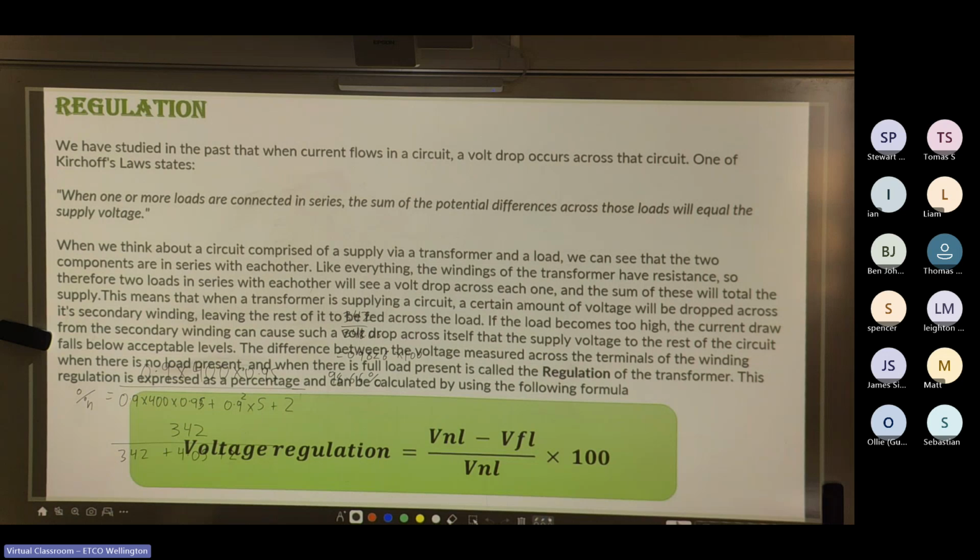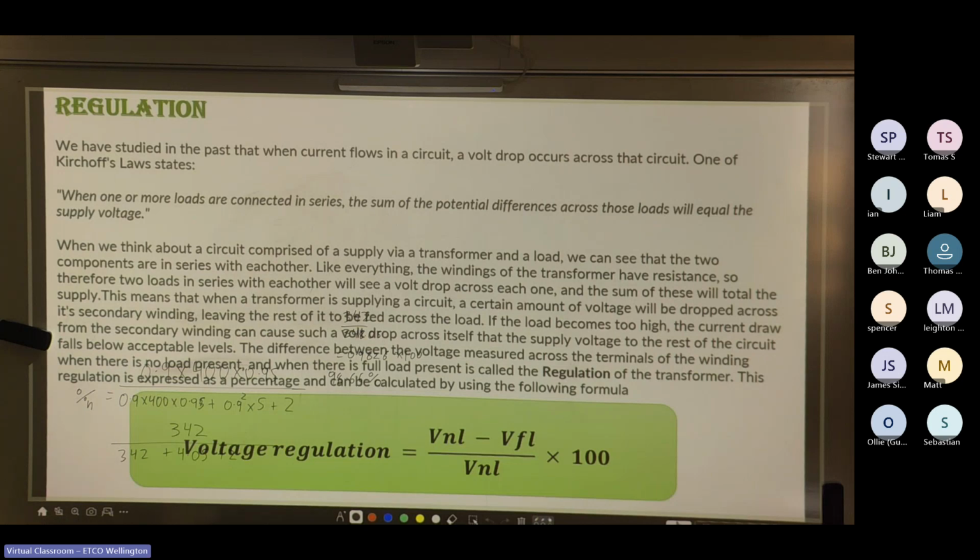Like everything, the windings of the transformer have resistance, so two loads in series with each other will see a volt drop across each one, and the sum of these will total the supply. This means that when a transformer is supplying a circuit, a certain amount of voltage will be dropped across its secondary windings, leaving the rest to be fed across the load. If the load becomes too high, the current drawn from the secondary winding will cause such a volt drop across itself that the supply voltage to the rest of the circuit falls below acceptable levels.